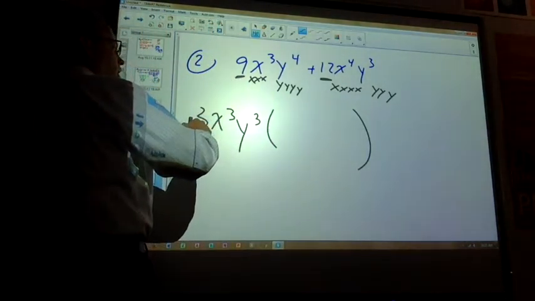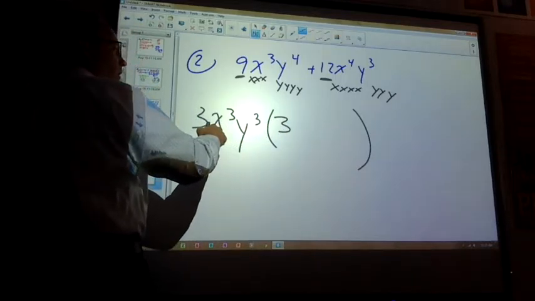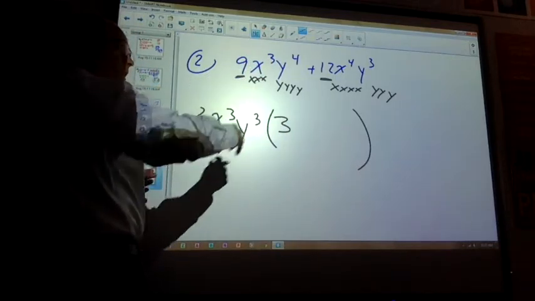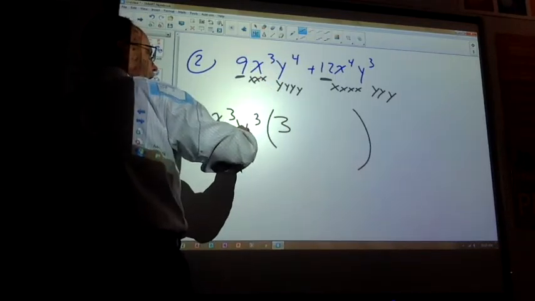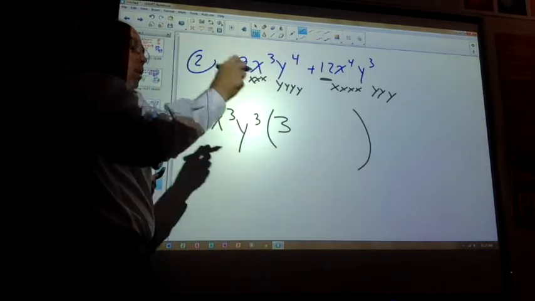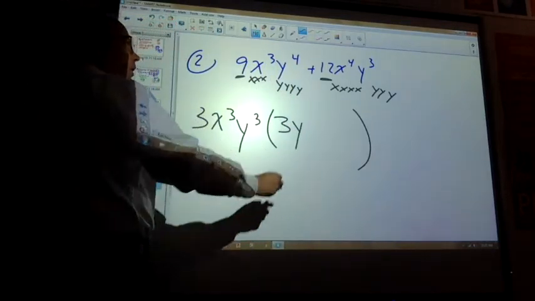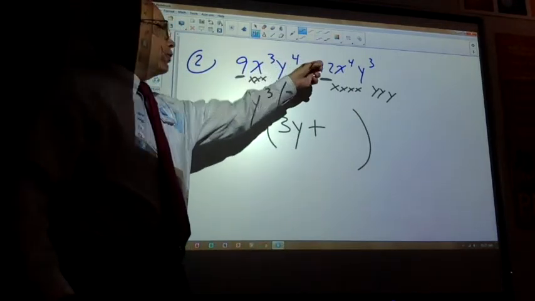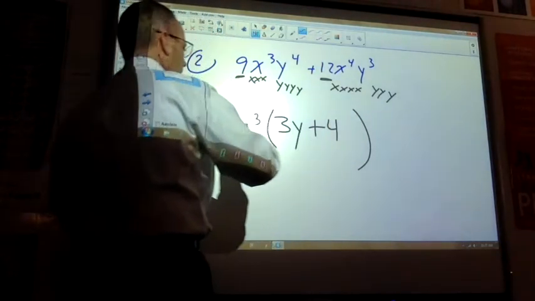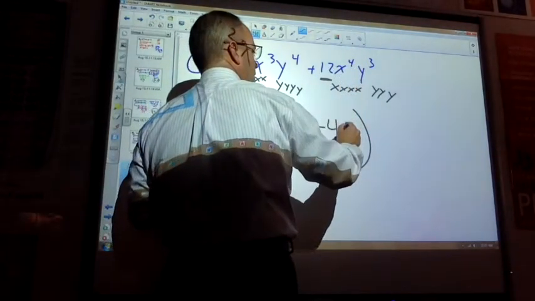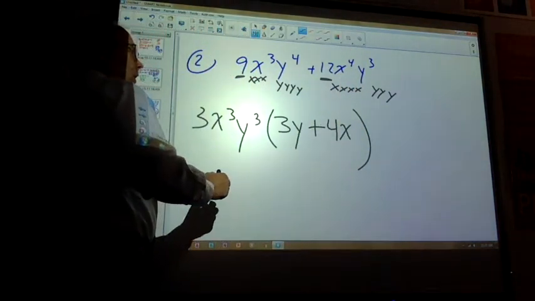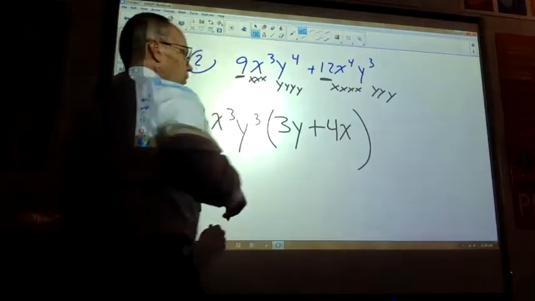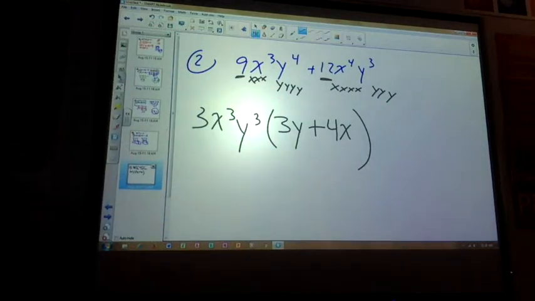Okay, so if I factor 3 out of 9, I'm left with 3. If I factor x to the third out of x to the third, everything's factored out. If I factor y to the third out of y to the fourth, I have a single y left, so I have a y there. Plus sign comes along for the ride. If I factor a 3 out of 12, I have a 4 left. If I factor an x to the third out of x to the fourth, I'm left with an x. And then y to the thirds both come out. So that should be as reduced as you could get it by factoring the greatest common factor.